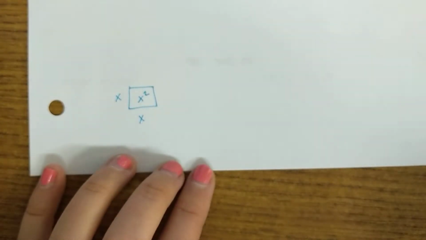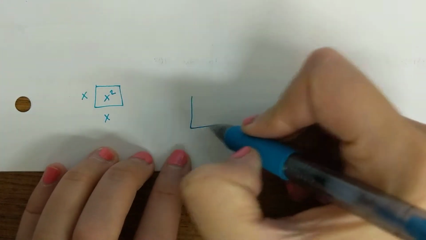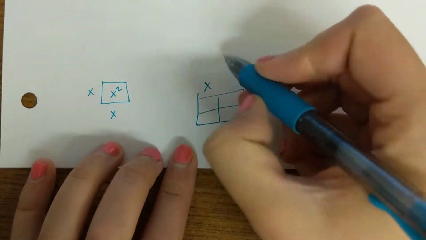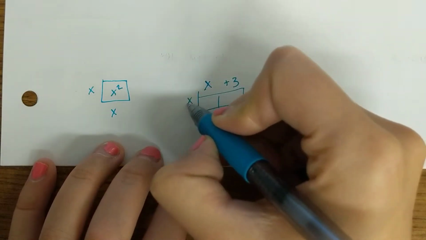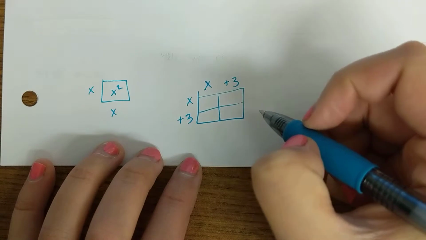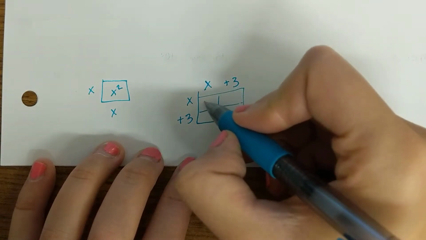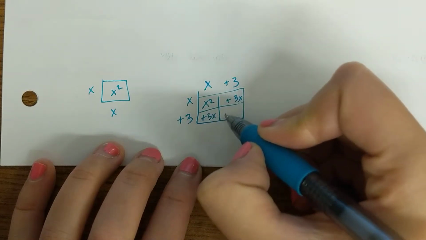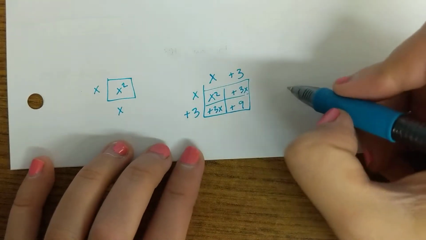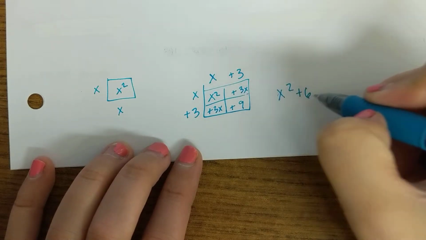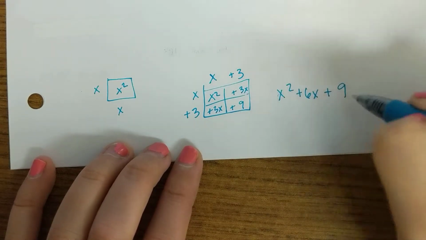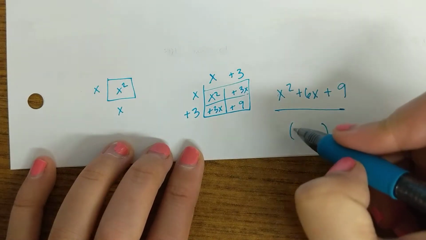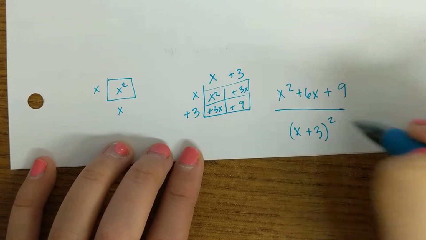So if we were to FOIL something out using the box method, if you had x plus 3, same base and height, so you have a perfect square, then you end up getting x squared plus 6x plus 9. This right here is a perfect square trinomial because it can be factored as x plus 3 quantity squared.